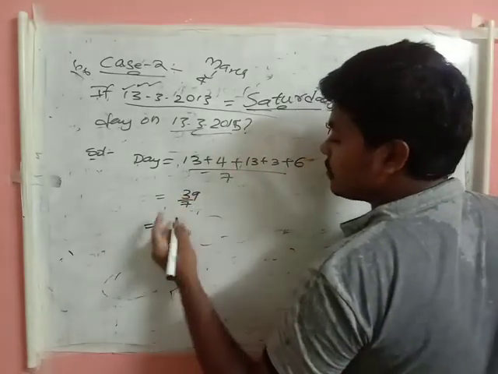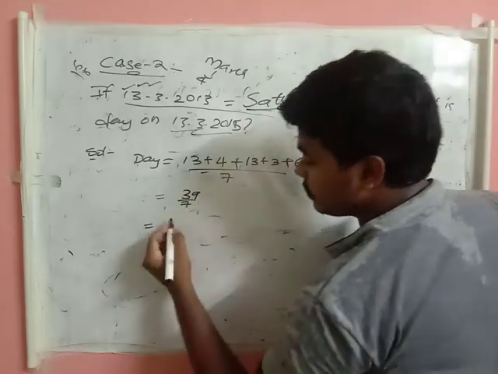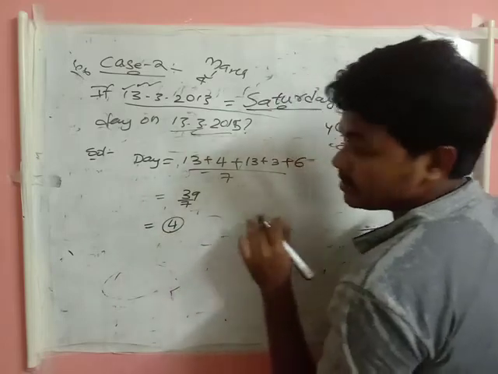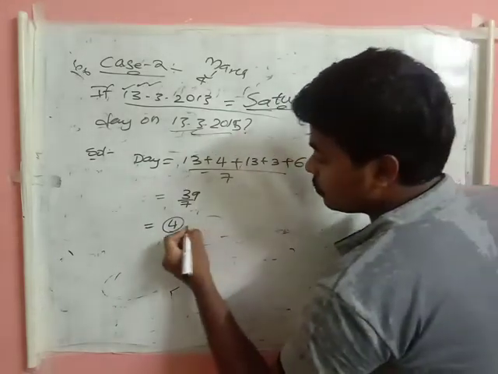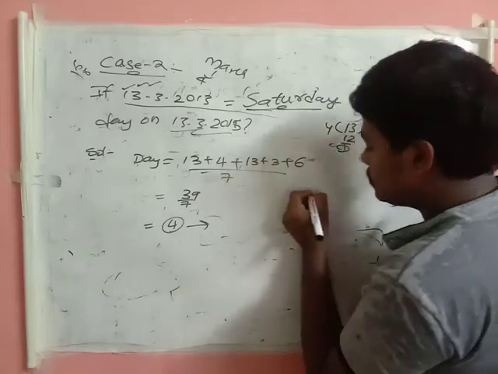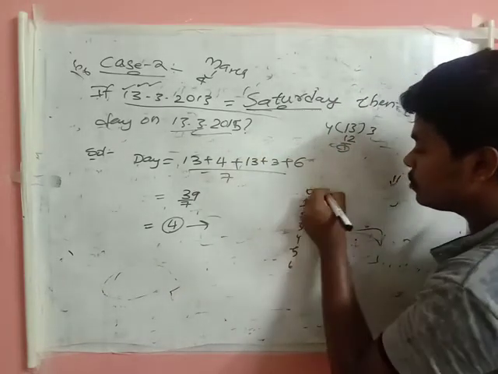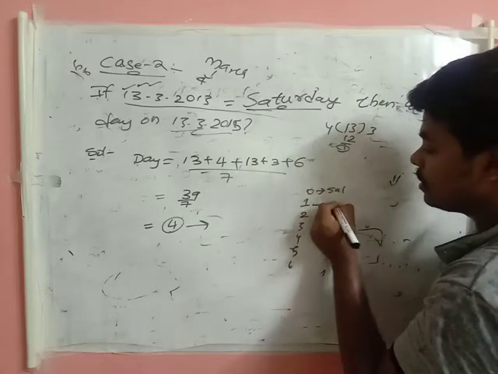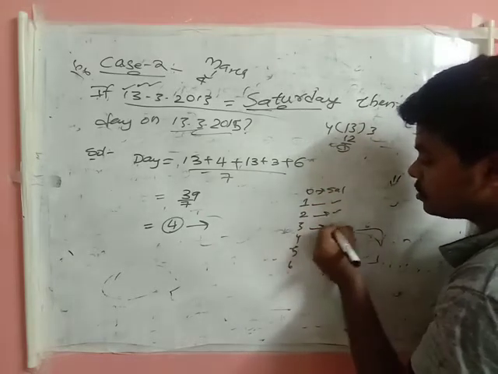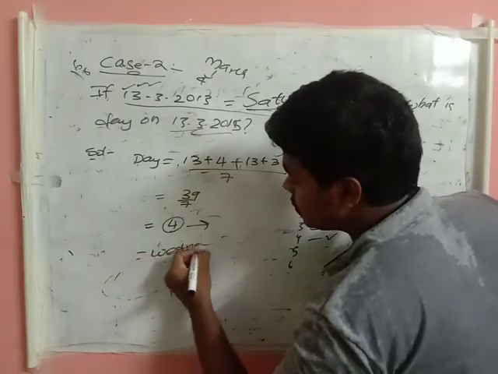So 39 divided by 7. 7 fives are 35, remainder is 4. So 4 is the code for which day? That is 0, 1, 2, 3, 4, 5, 6. 0 belongs to Saturday, this is Sunday, this is Monday, this is Tuesday, this is Wednesday. So the code 4 is Wednesday.